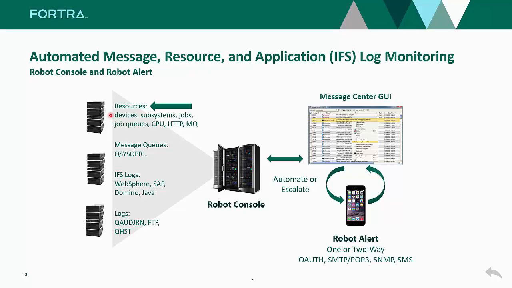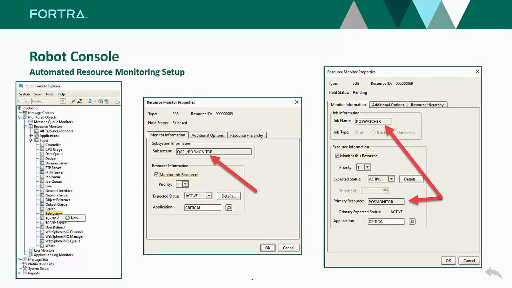We also have a command that you can use to check these resources or any particular resource only when you need it, not based on our timing schedule. So to access the resource monitoring feature of Robot Console, you'll open up the graphical interface and go to Monitored Objects. You'll drop down under Message Queues down to Resource Monitors. Then expand the Types branch, and it's there where you'll see all of the various system resources that we can monitor. Today we're going to focus on job monitoring and subsystem monitoring.